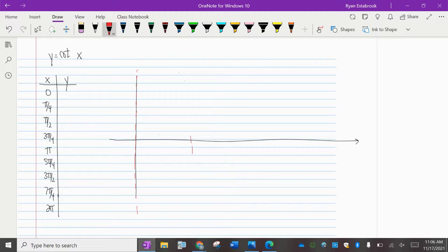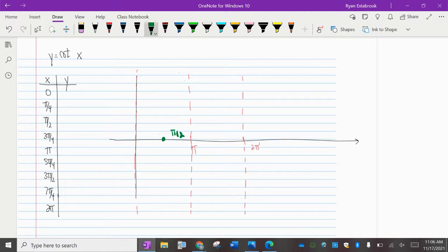So x equals pi, vertical asymptote. X equals 2 pi, next vertical asymptote. To figure out what the graph looks like, I'm going to go right in between these vertical asymptotes. Halfway between 0 and pi would be pi over 2.